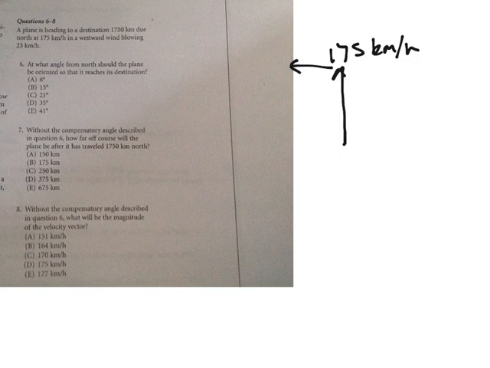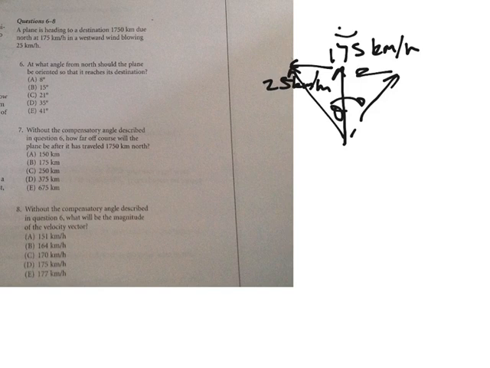So again, this is vectors and angles. So if it's heading towards its destination at 175 kilometers per hour, but there is a westward wind blowing at 25 kilometers per hour, that means it's going to be off. So what angle should it account for and therefore reorient for? So it's going to want to go this way so that when it gets pushed, it ends up in the spot it wants to go.